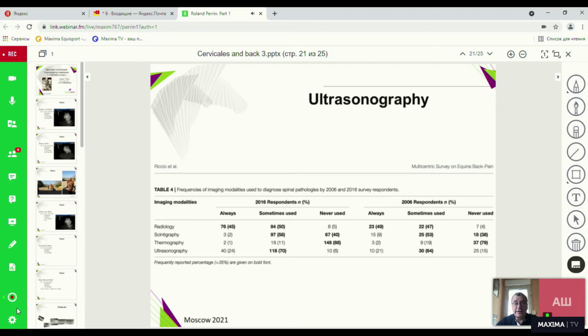It's the same if you look at the study of the improvement among practitioners doing this kind of examination. You see that in 2006 some were doing ultrasonography, but now a lot are doing ultrasonography. So you have a big improvement in this kind of exam, the radiology and the ultrasonography.